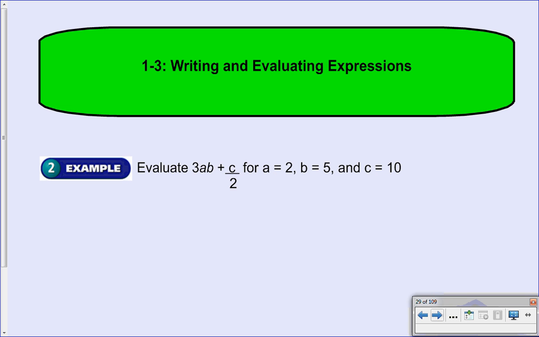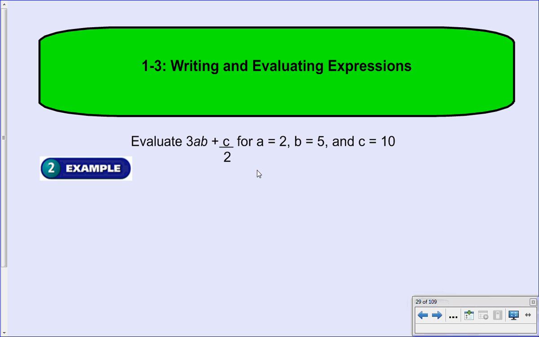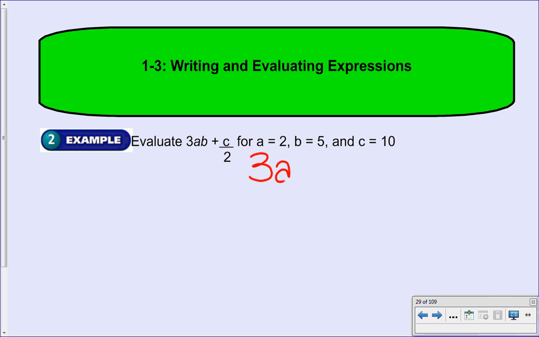All right, now we have example 2, which is a bit more difficult because there's not one variable here, there's actually 3. So you need to be careful to make sure you put the right number in for each variable. I'm going to move this up so I have a little bit more space, because I like to write a little big. 3 times a times b, and again, I can put in those multiplication symbols, plus c divided by 2. I'm going to start at the beginning and make sure I replace everything. a equals 2. So I find my a, and I put that in.